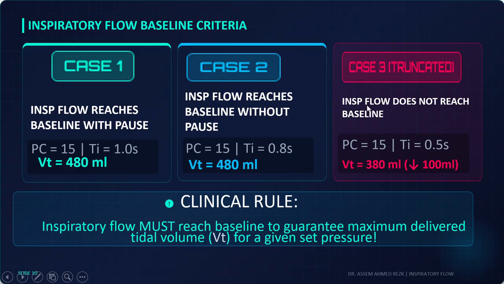In case 3, inspiratory flow doesn't reach the baseline. You give 15 and you decrease the inspiratory time. The delivered tidal volume in this time is 380, decreased by 100 ml.